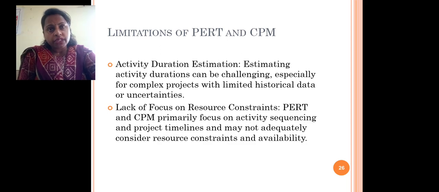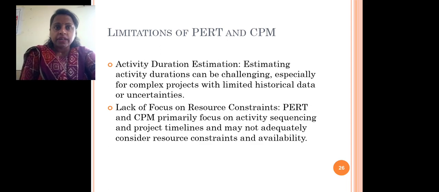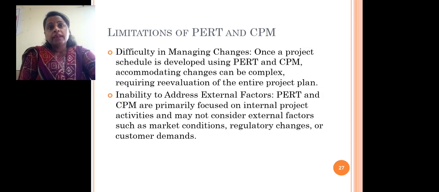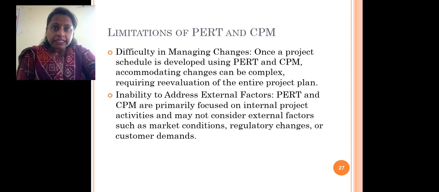Now, there are a few limitations of PERT and CPM. Estimating the activity duration can be challenging, especially for complex projects with limited historical data and uncertainties. Lack of focus on resource constraints: PERT and CPM primarily focus on activity sequencing and project timelines and may not adequately consider resource constraints and availability. It is difficult to manage changes. Once a project schedule is developed using PERT and CPM, accommodating changes can be complex, requiring re-evaluation of the entire project plan.